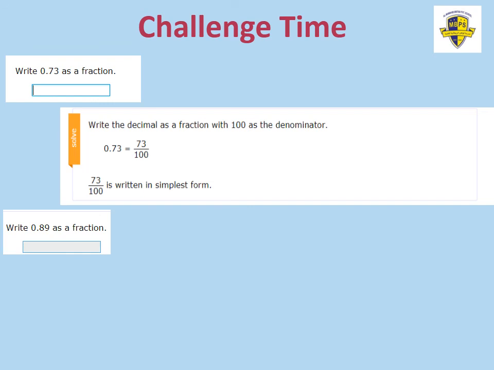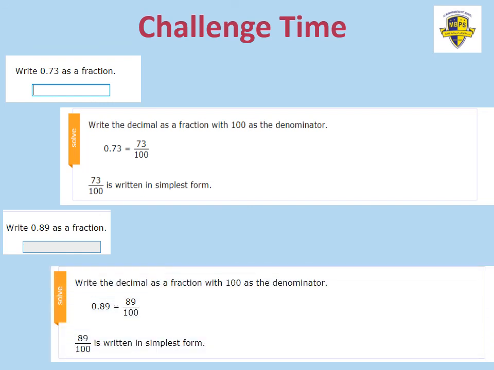Now the second question, write 89 hundredths as a fraction. 9 in which place? So the denominator should be what? Good job. It's 89 out of 100. Excellent, grade 5.